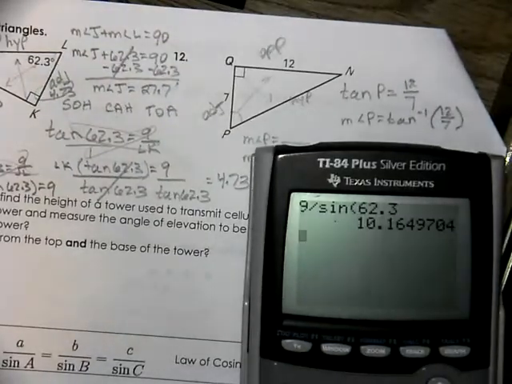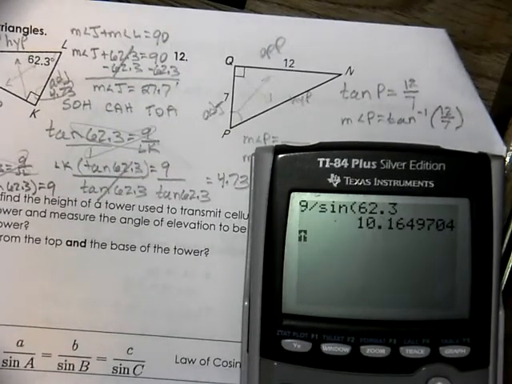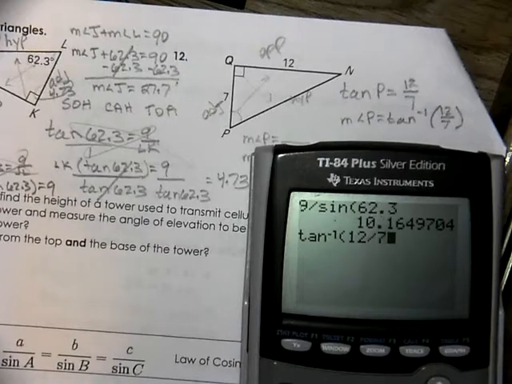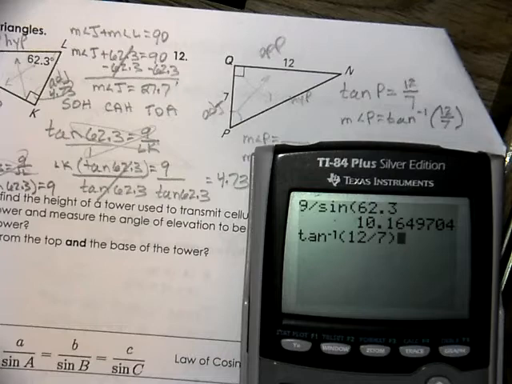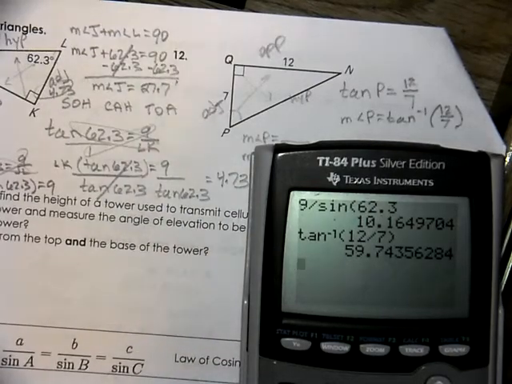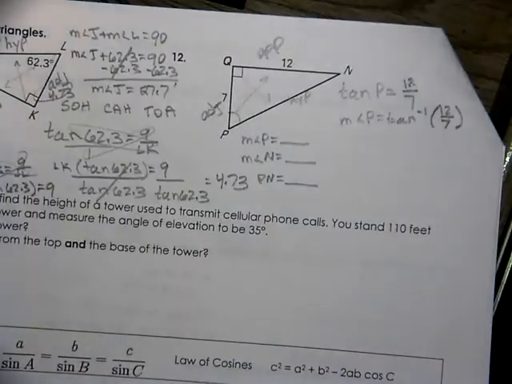So how you do that with your calculator, you hit second, hit the tangent button, and that gives you your tangent to the -1. Put in your 12 divided by 7. You have to have parentheses around this value. So if your calculator doesn't automatically put parentheses there, you need to. You won't get the right answer. So this should be 59.74 degrees.